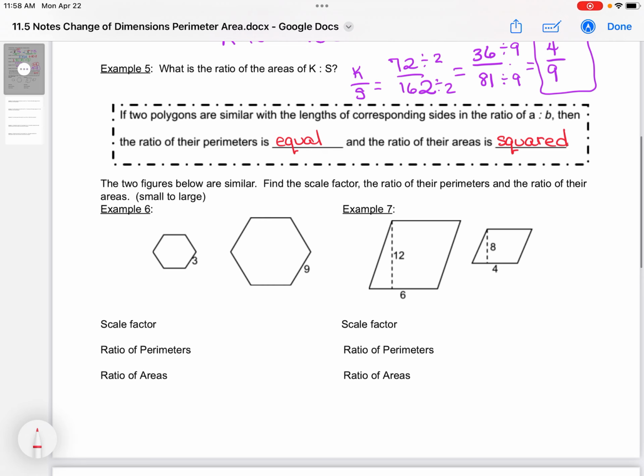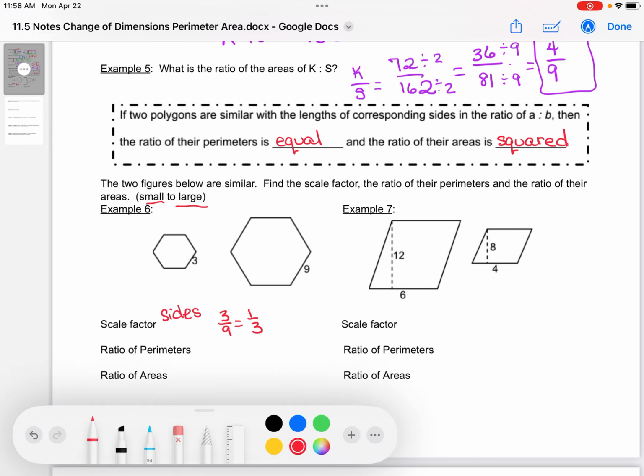So let's talk about scale factor. The scale factor is going to be the ratio, like we found before, of their sides. It's going from small to large. So we're going to go from 3 to 9, which is 1/3. It should be that the ratio of the perimeters is the same, but let's work it out.